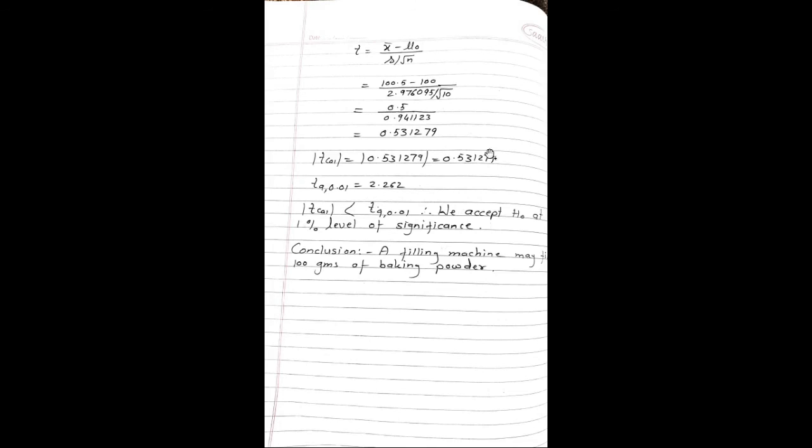Compare the calculated value with the table value for 9 degrees of freedom and 1% level of significance. The table value is 2.262. So mod T calculated is less than the T table value. Therefore, we accept H naught at 1% level of significance. So we can write the conclusion as: the filling machine fills 100 grams of baking powder.